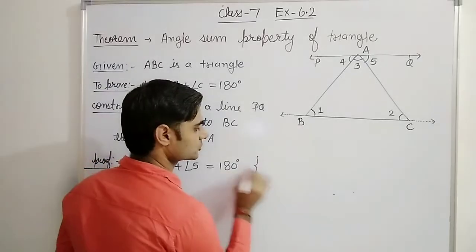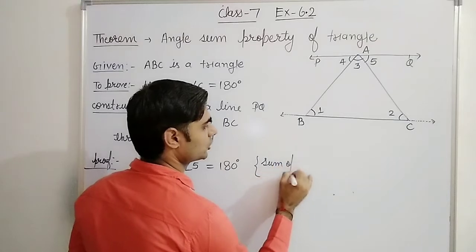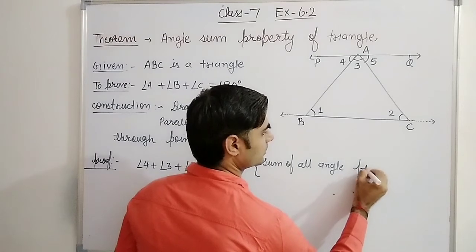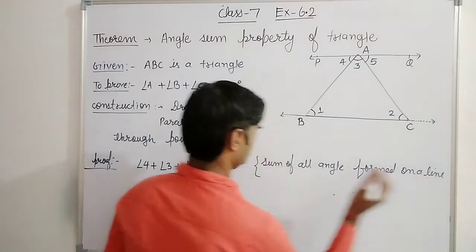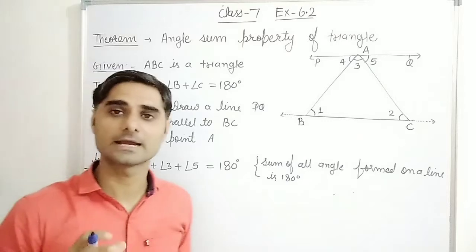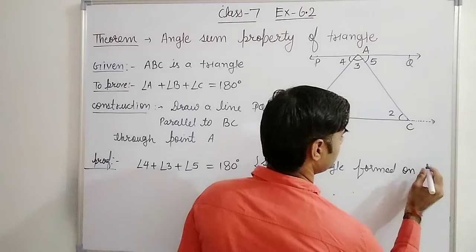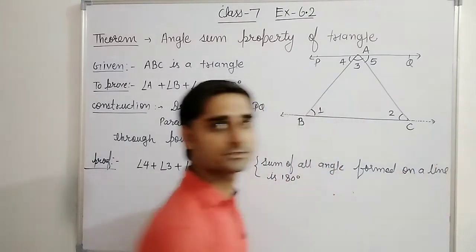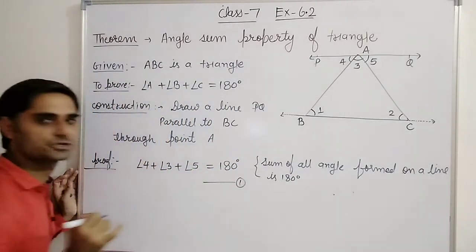Here we have to write the reason also. What is the reason behind this? The reason is that the sum of all angles formed on a line is 180 degrees. When angles are formed on a line, what do we call them? 180 degrees means supplementary. Correct, this is done. You may mark it equation number 1.